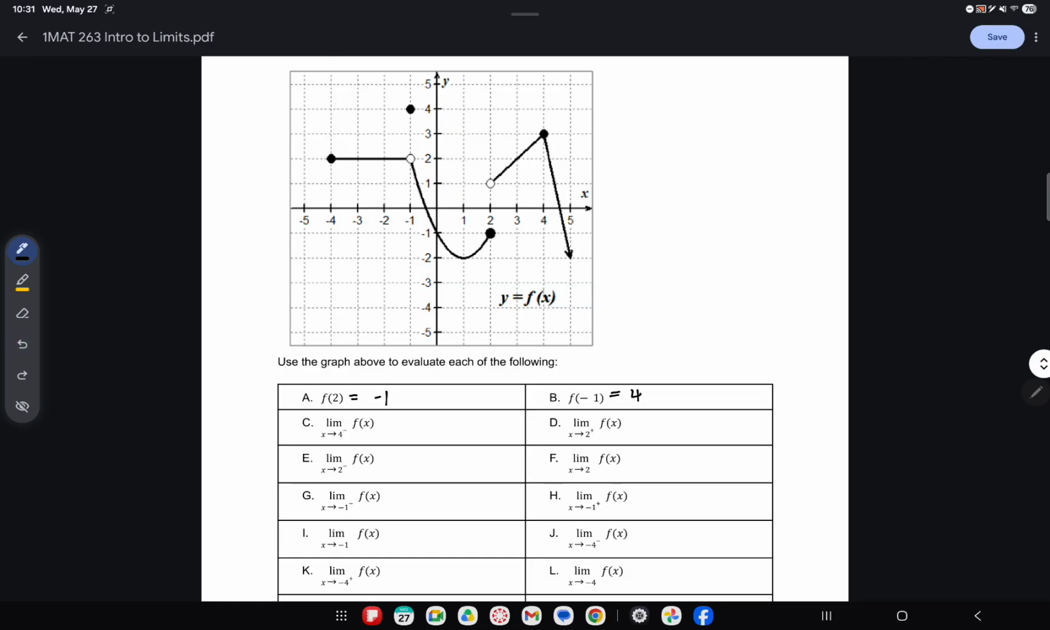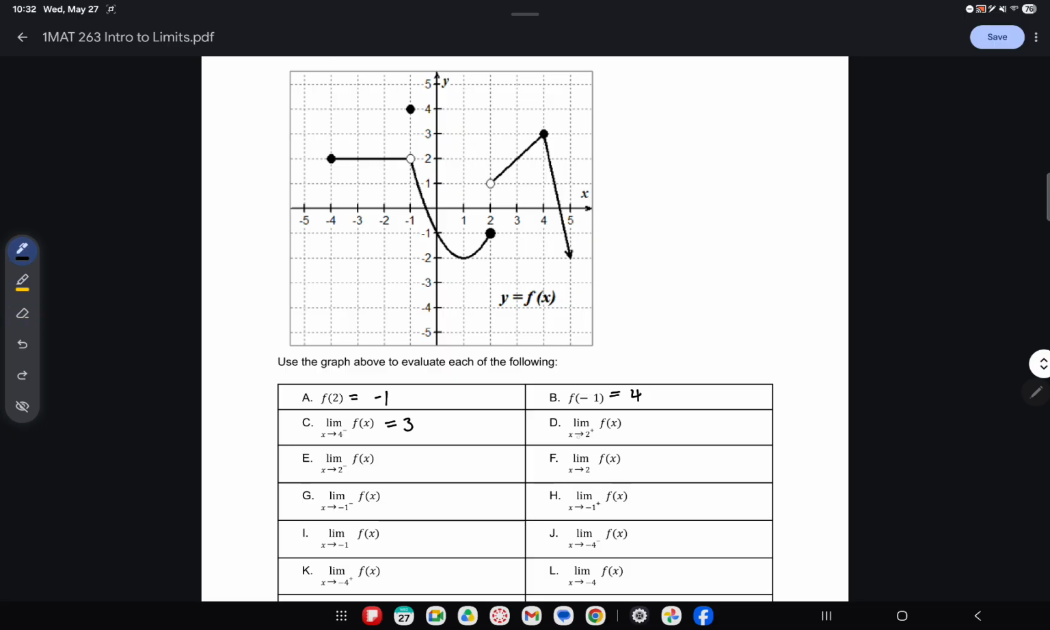Now we're going to get into some limits. So I want the limit as x approaches 4 from the left. So here's what I do. I go to x equals 4. I draw a little dotted line. And then we want the directional side. So we want from the left. So coming from the left, as we're approaching 4, what is the y value doing? It's approaching 3. Okay. I'm going to erase my drawings each time.